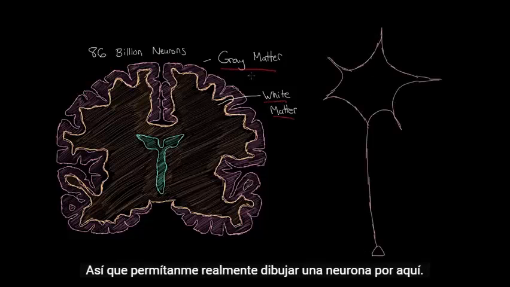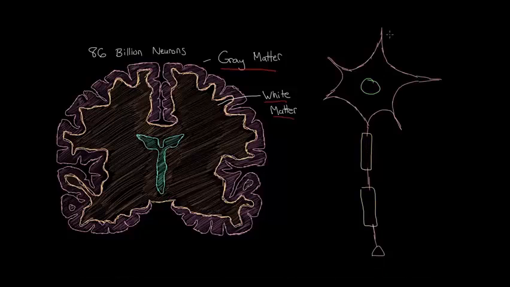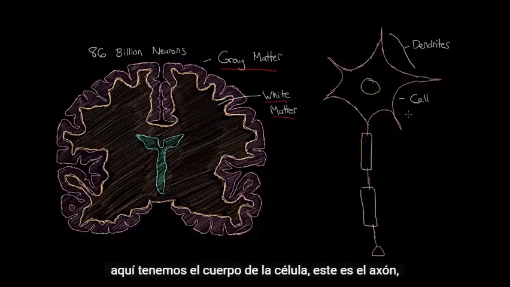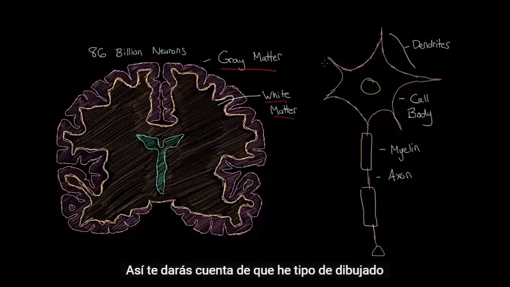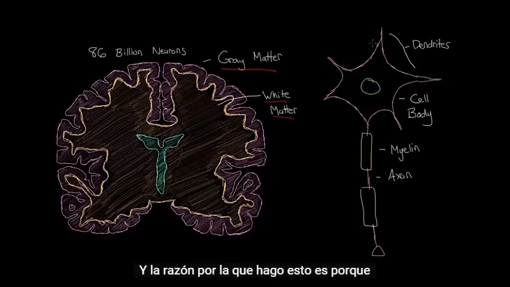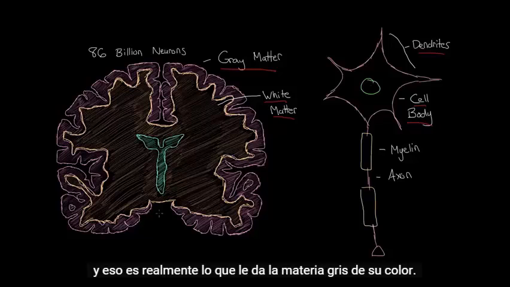So let me actually draw a neuron over here. So here, we have the dendrites. Here we have the cell body. This is the axon, and this is the myelin. So you'll notice that I've kind of drawn the cell membrane in kind of the same color as this exterior. And the reason why I do that is because the cell membrane is what's going to give that gray matter its gray color. So the dendrites and the cell body kind of have this cell membrane, and that's really what gives the gray matter its color.